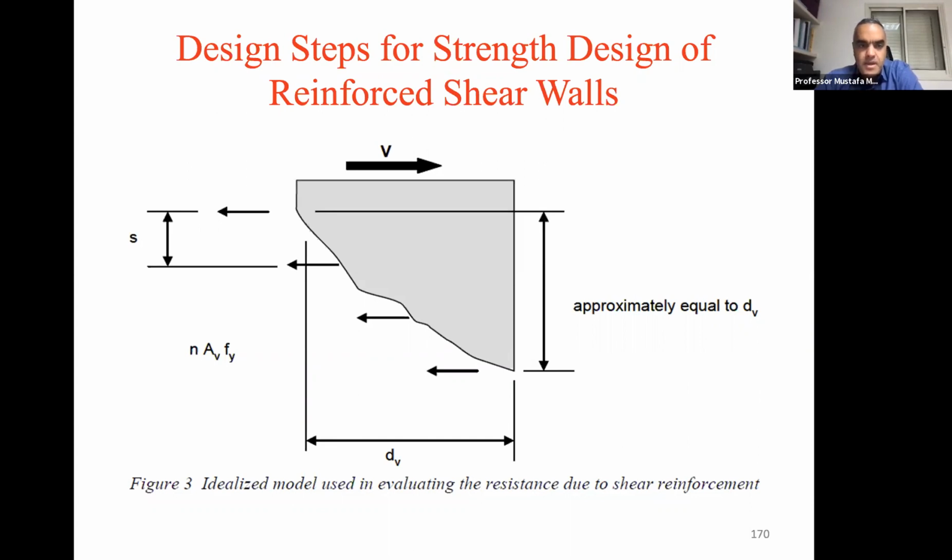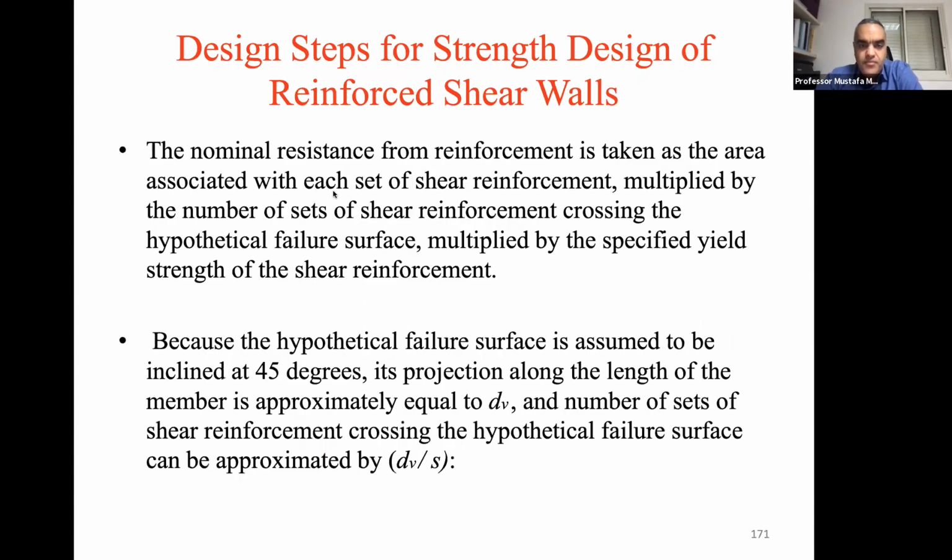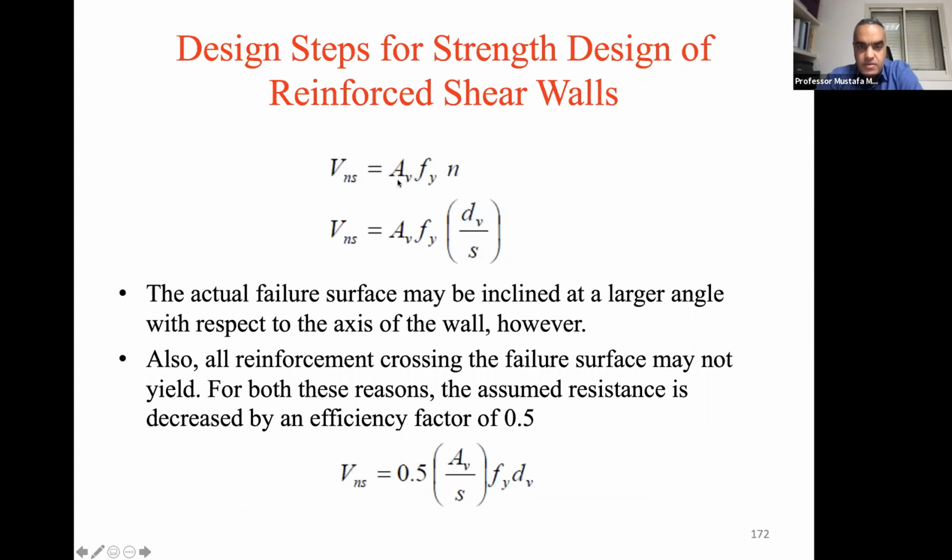Okay. And then V sub NS is calculated using whatever shear reinforcement that we have, multiplied by F sub Y, multiplied by N, which is D sub V divided by the spacing of the reinforcement. Okay.